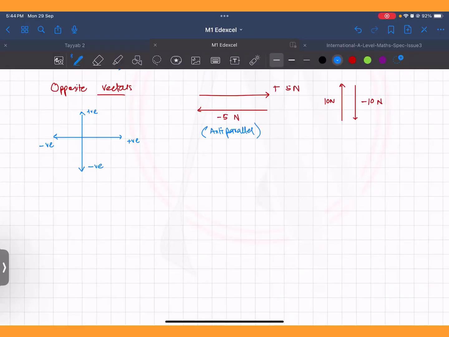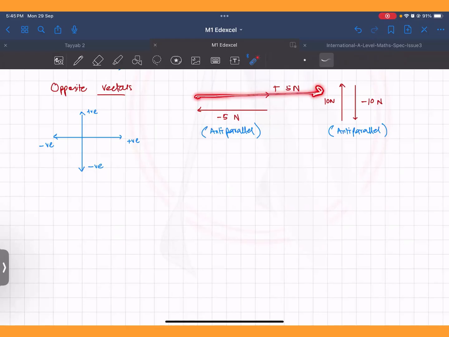Anti-parallel, do you know what is anti-parallel? Not really. Parallel means that they will never meet, right? They are parallel to each other, they will never meet. This one is going to the right side, the other to the left side. And anti-parallel means that the direction is opposite.